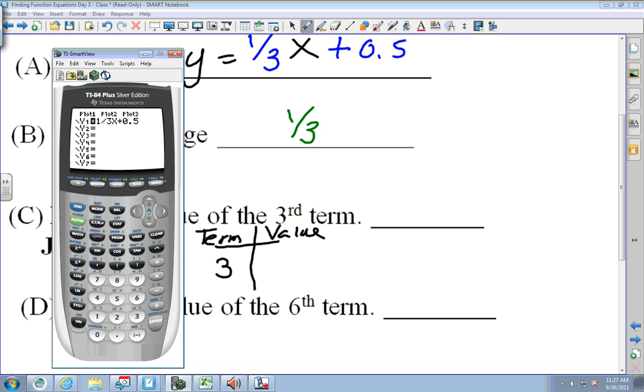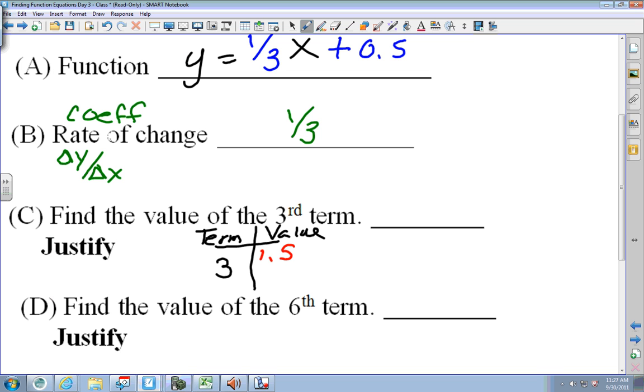Press second graph. Oh, I bet we're way up there. Yep, we're way up there. So let's go to second window. I want to know where x is 3. Then we go second graph. There it is. It's 1.5.